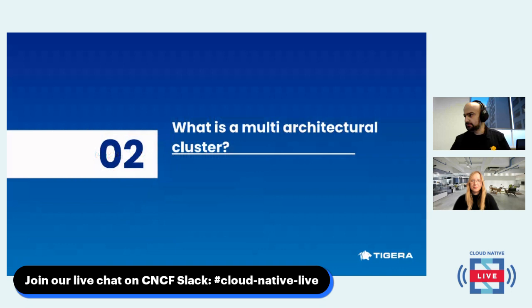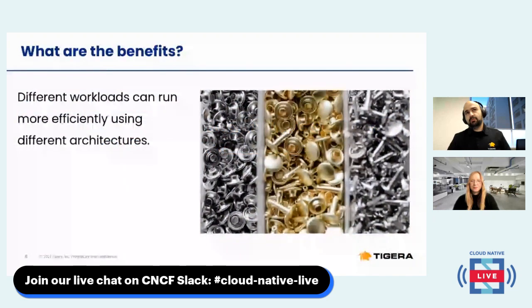All right, so let's get started. What is a multi-architectural cluster? Before we can talk about that, let's talk about what the benefits are and why we should care. In every project, there are a variety of workloads. These workloads can run more efficiently by using different processors, which will result in cost saving and performance boost. As an example, if you're using an in-memory database like Memcached or Redis, you will achieve better performance and have to pay less money using an ARM architecture rather than x86.